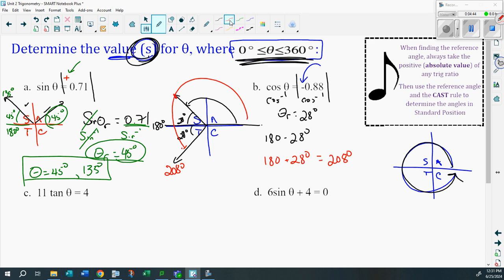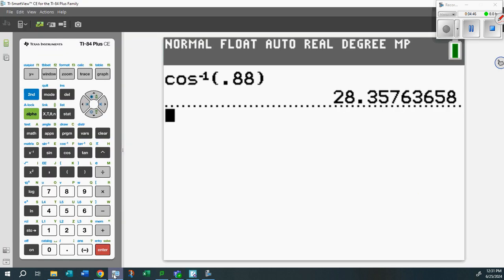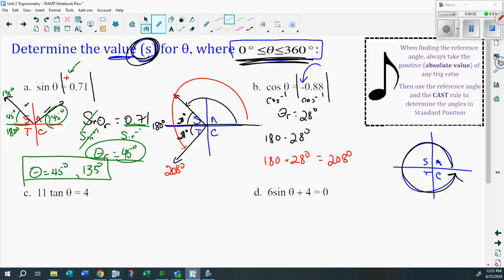Take your 180. Subtract your 28 from that. Okay, gives you a total of 152 degrees. That guy's 152 degrees. Your two angles are 208 and 152. There's your two angles. Cool, eh?